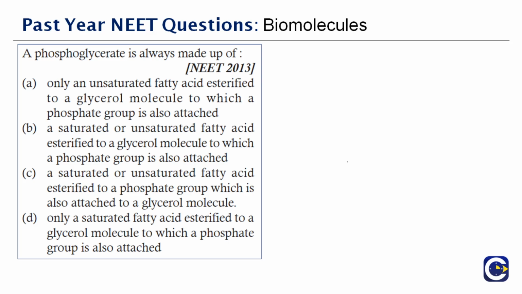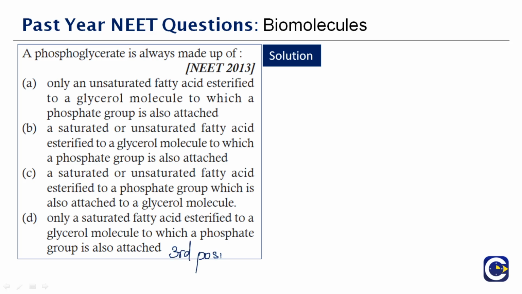Next question here. The question is small but the options are quite big here. So this question was asked in the year 2013. A phosphoglycerate is always made up of dash. What is it? A phosphoglycerate is always made up of dash. So here, what is phosphoglycerate, first of all? You should know that, right? Phospho means it is attached with a phosphorus group. Now how about glycerate? Phosphoglycerate. Now phosphoglycerate can be described as having a phosphate group at the third position. So which position? The third position.